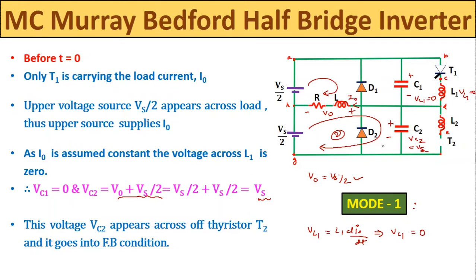Thus the voltage Vc2 will appear across this T2 thyristor because it is connected across this T2 thyristor. Therefore this T2 thyristor will go into the forward bias condition and be ready to turn on.